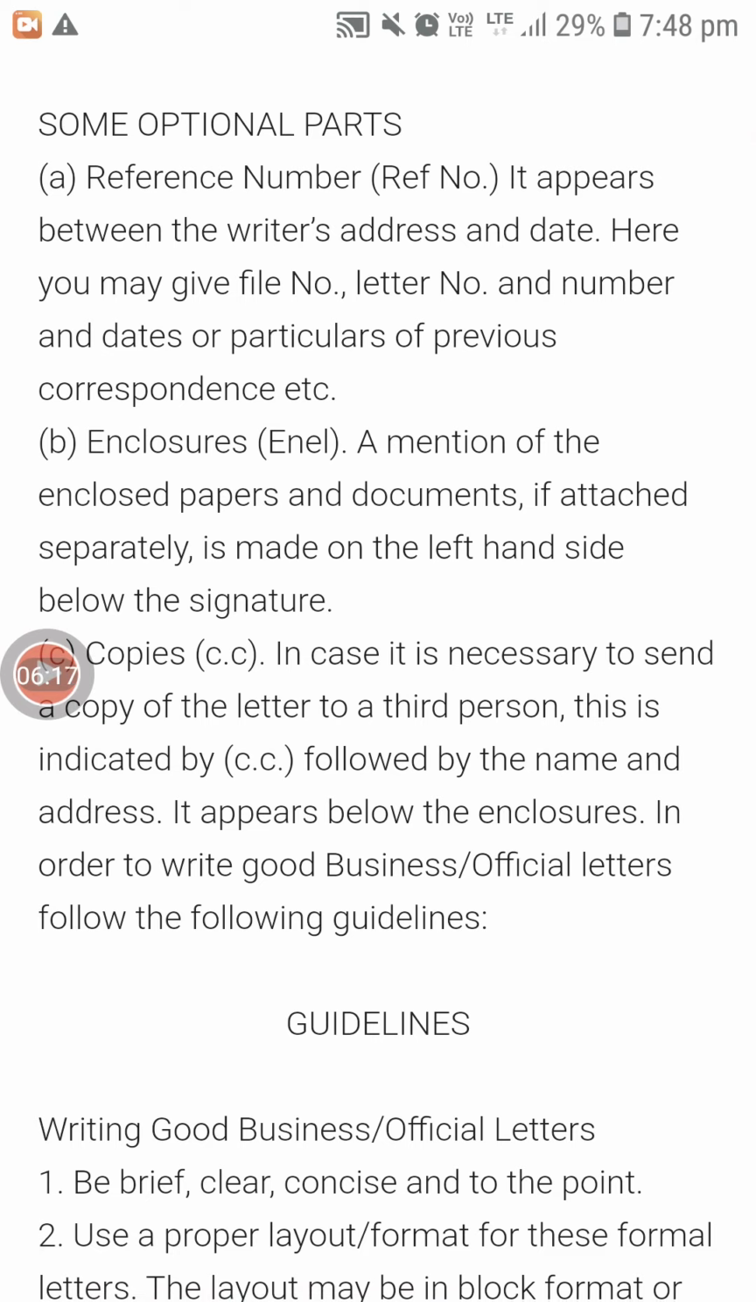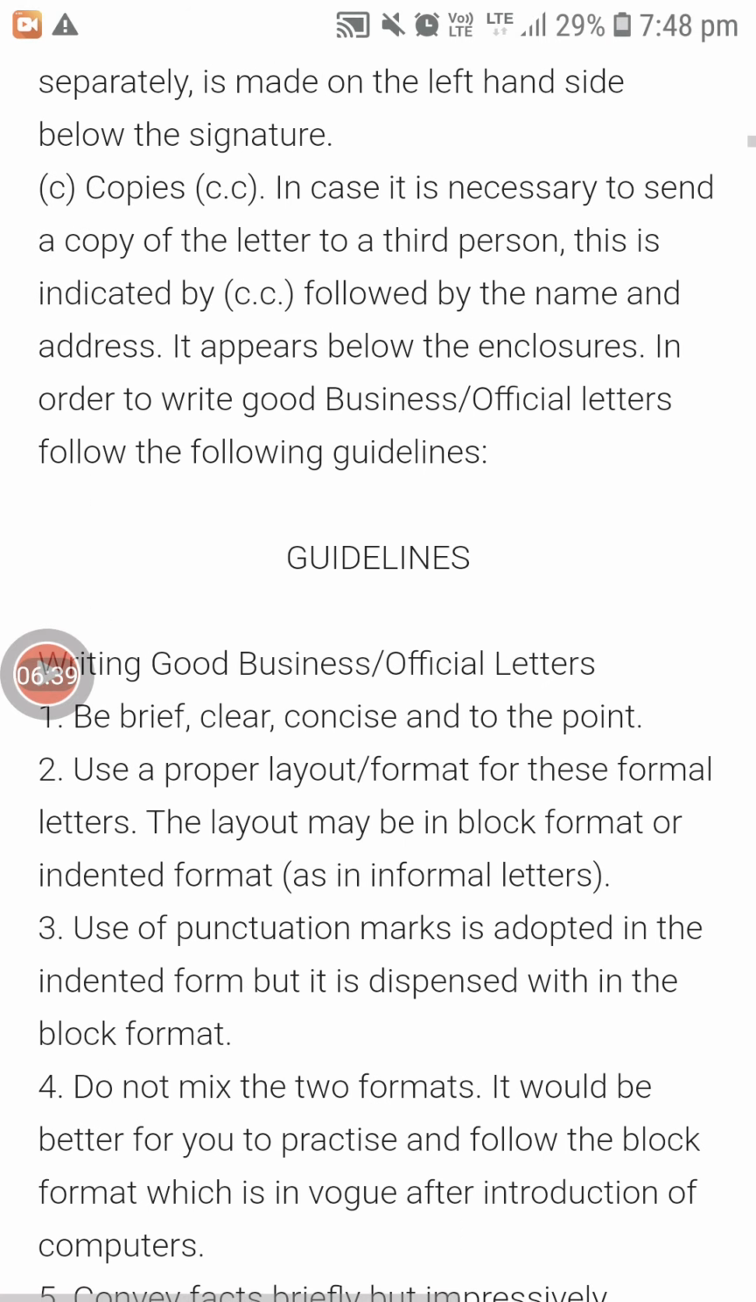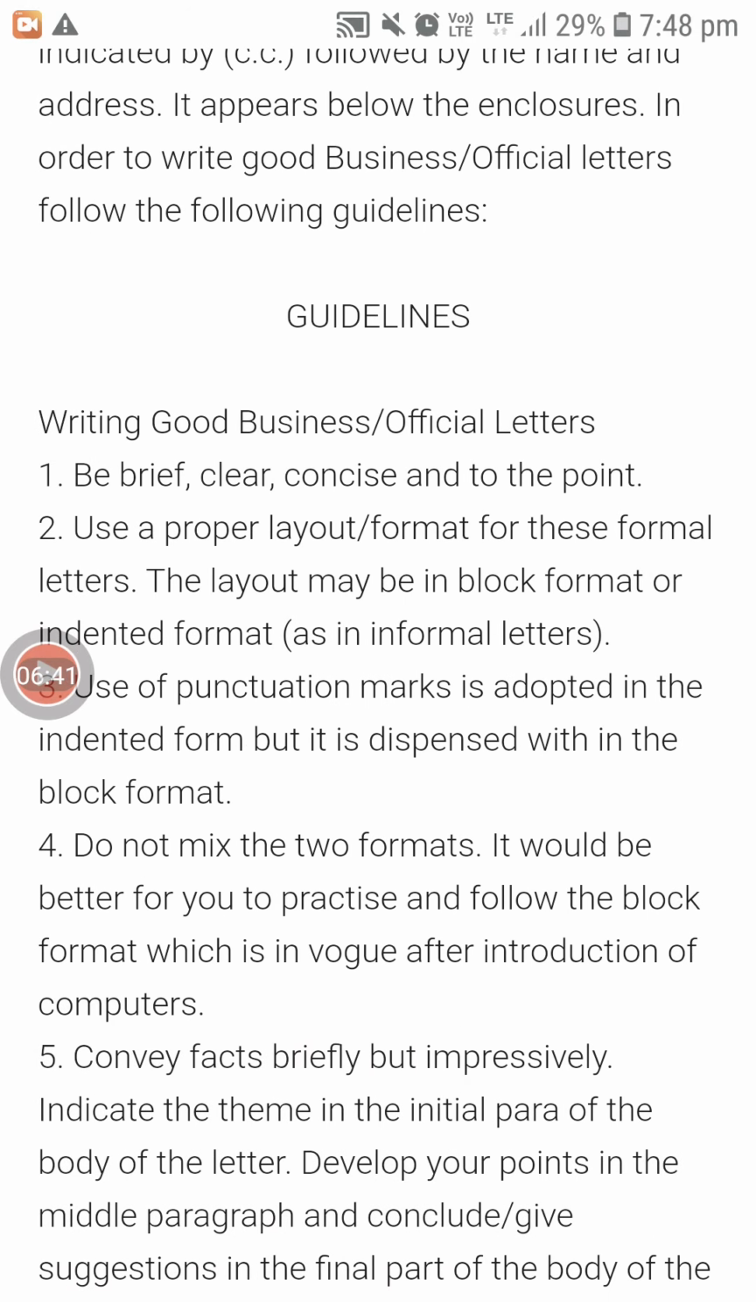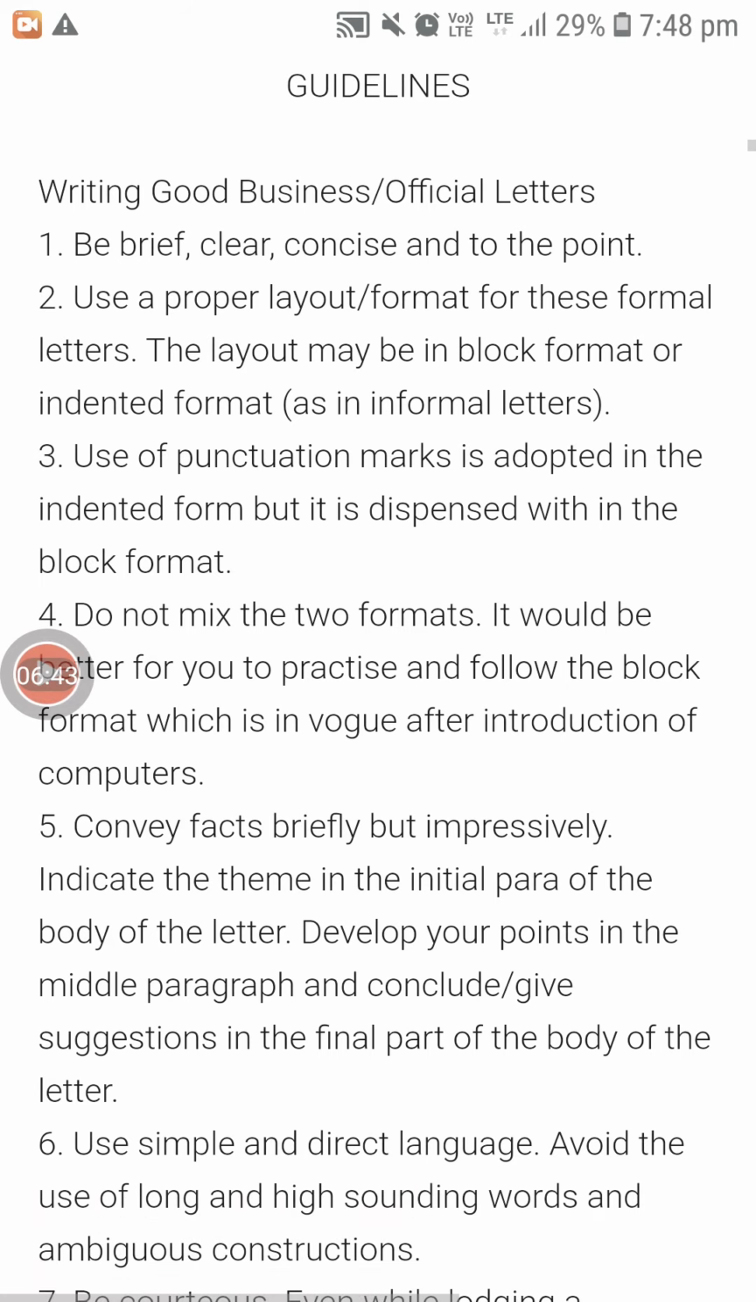We always use reference numbers when we have to write the order letters and all that. Then enclosures: generally if we enclose certain files or biodata in the application, then we write this word enclosures, enclosed or attested. Okay, so CC is copies, likewise. Now the guidelines, very important.